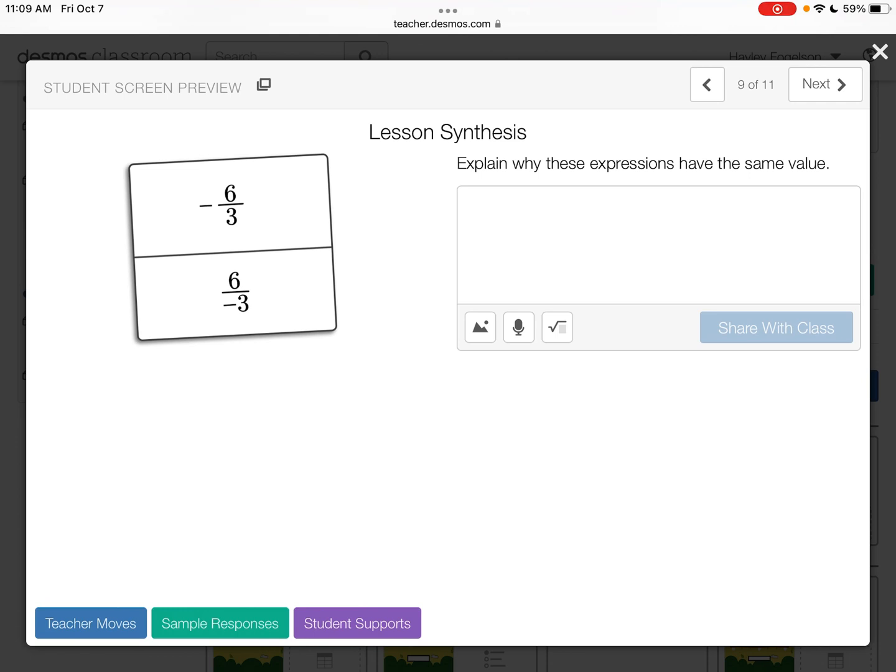Alright, welcome back. So what you should have said is that these are equal because it doesn't matter if you have the negative out in front of your fraction or if you make one of the numbers negative. They both mean the exact same thing.